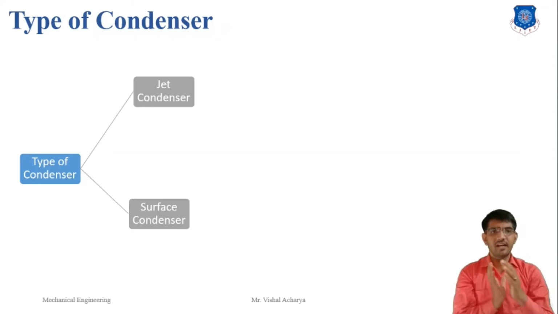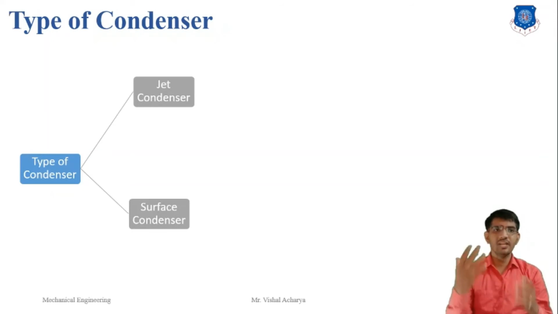In the jet condenser, as the condensate is not free from salt, it cannot be used as feed water for the boiler. It can be used at a place where a sufficient amount of good quality water is available.